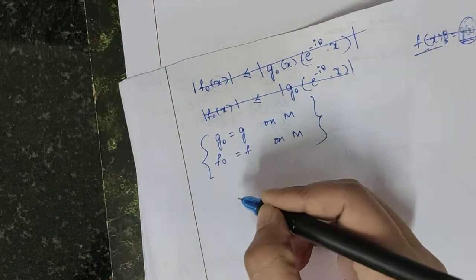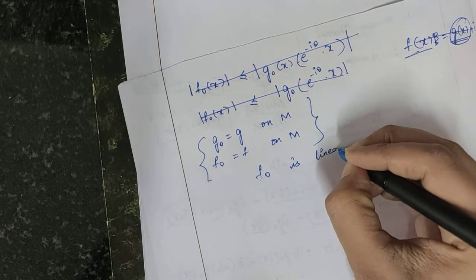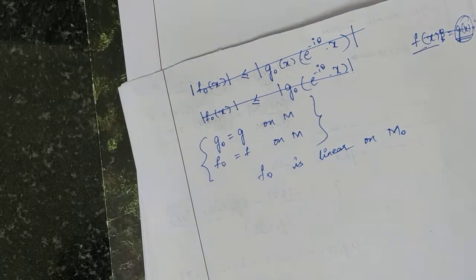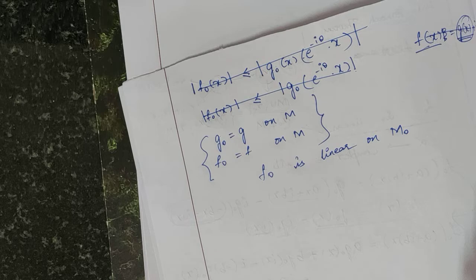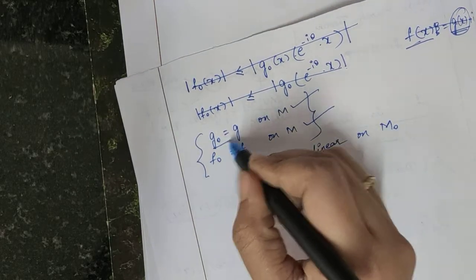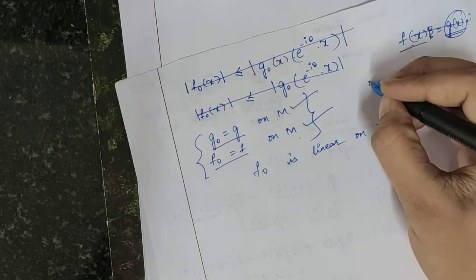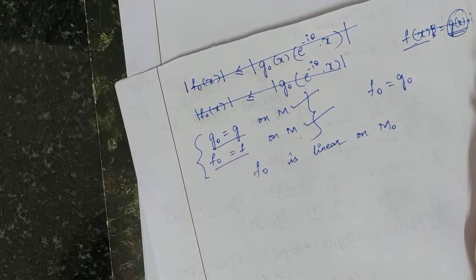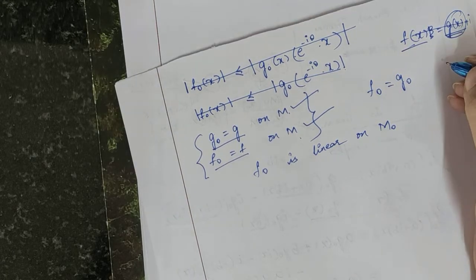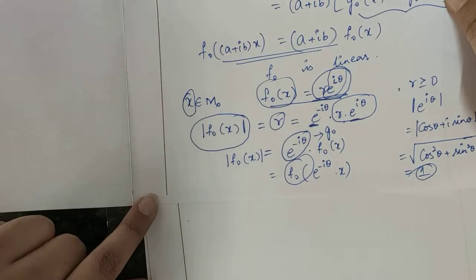We can write this because we have already proved that f naught is linear on m naught. So there will be an extension for f naught, and in space m, from the given lemma we can write that g naught is equal to g and f naught is equal to f on m. So from these two we can write f naught is equal to g naught, right? So now I can rewrite this. I will repeat this once again, just go through this carefully.